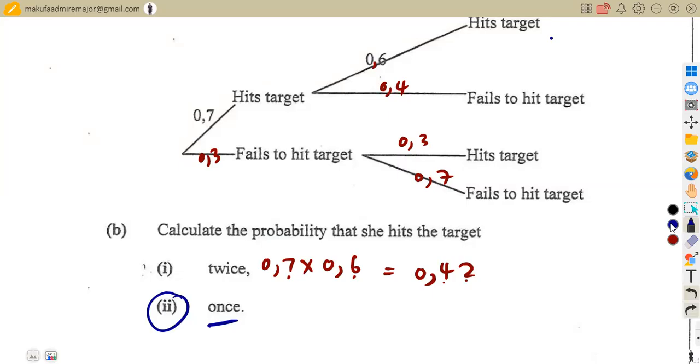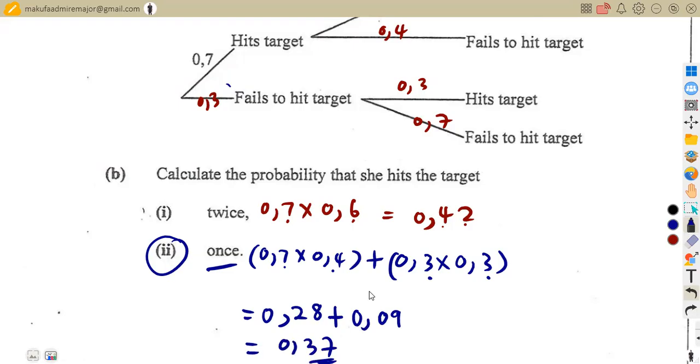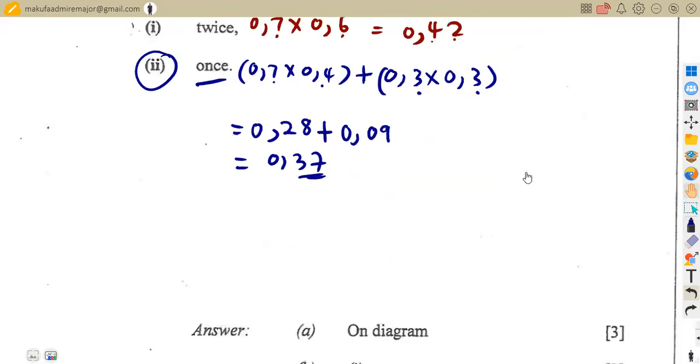So meaning to say we're going to combine the first one, 0.7 times 0.4, plus this one, 0.3 times 0.3. So that was the idea of our question. We multiply and combine our terms together. 7 times 4, that will be 28. So with 2 decimal places, 0.28, plus 3 times 3, which is 9, with 2 decimal places, so it's going to be 0.09. Then we add these, and we are going to obtain 0.37. So that was going to be the probability of her hitting once.